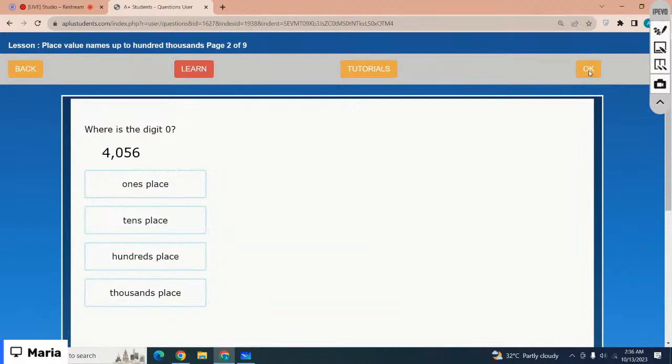Where is the digit 0? Which is the correct option? Very good. 0 is at the hundreds place. The correct option is hundreds, right?